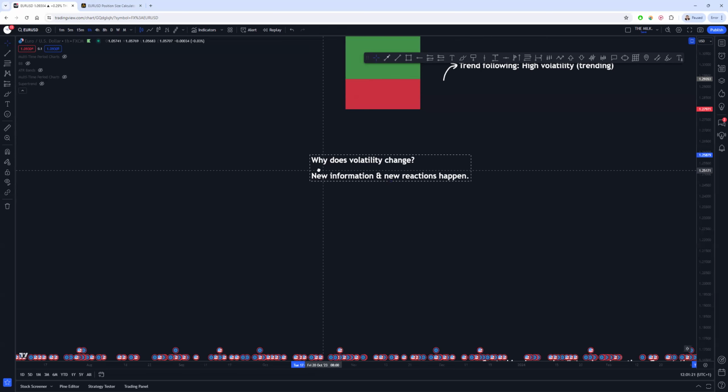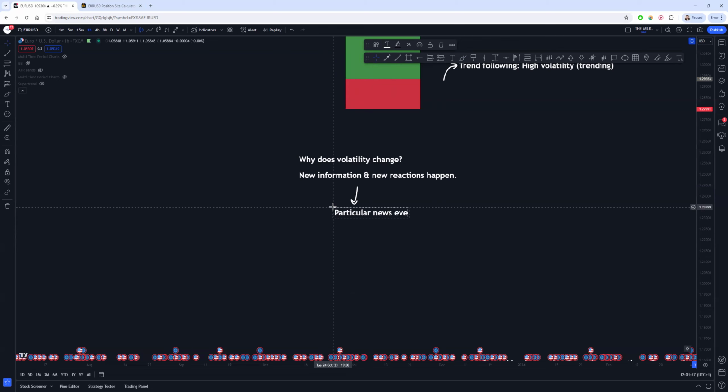So if new information comes out about a country or an economy, then that's going to cause people to react to that information. And based on whether that reaction is significant enough, that's going to decide whether we're going to have these big fluctuations in price, because everyone has their own opinions and their own reactions to certain pieces of news and stuff like this. Now, to make this simple, what actually is this? Well, really, all we're looking at is particular news events.